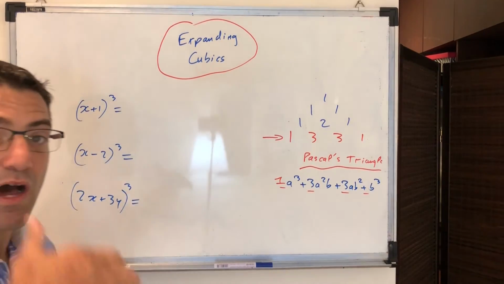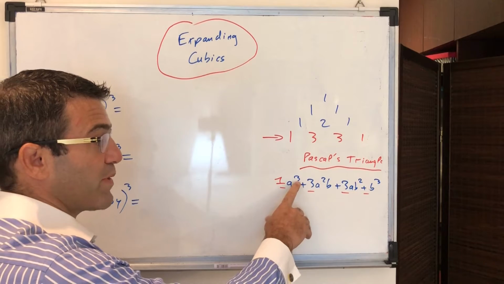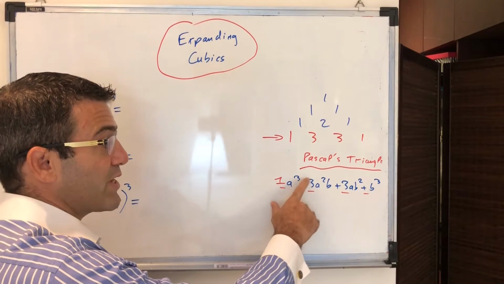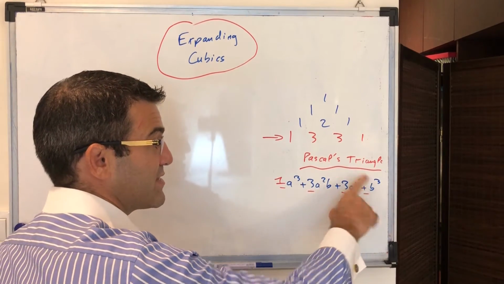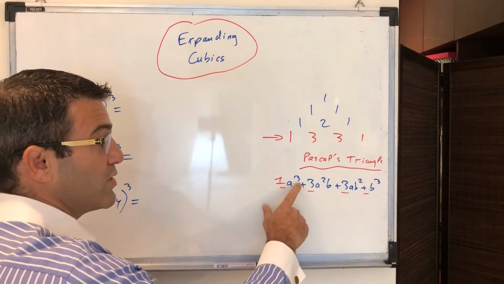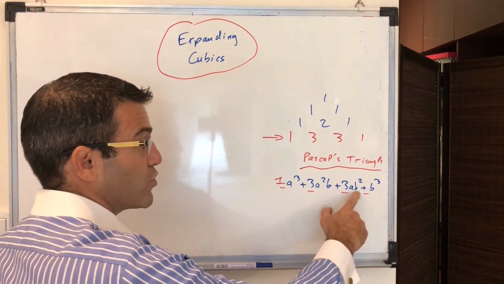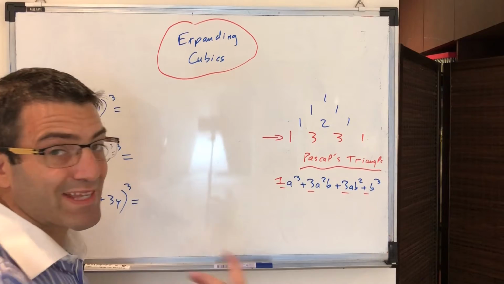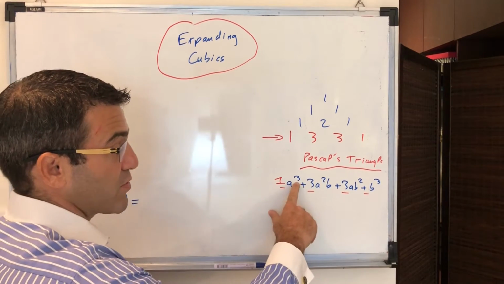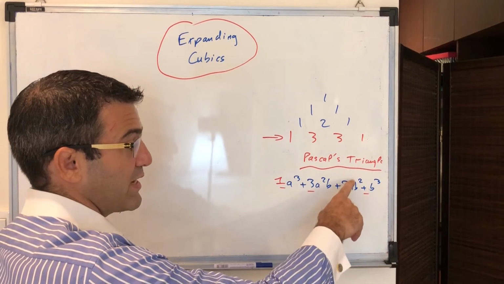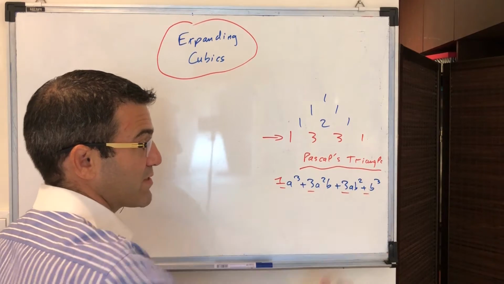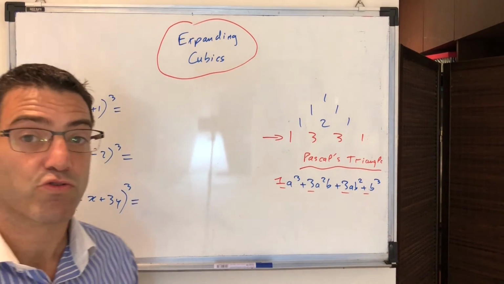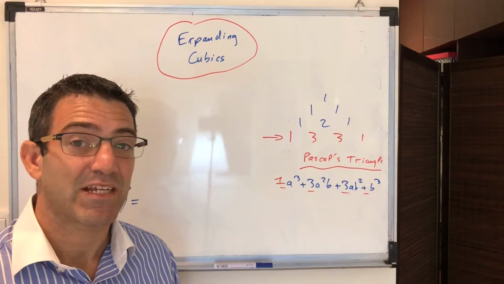And so I'll start with the highest power of a, which is to the power 3. And a is going to go 3, 2, 1, 0. And then b is going to go 0, 1, 2, 3. So the powers should always add up to 3. So 3 plus 0 is 3, 2 plus 1 is 3, 1 plus 2 is 3, and 0 plus 3 is 3. And as long as you follow those rules, then you can expand anything to the power 3.